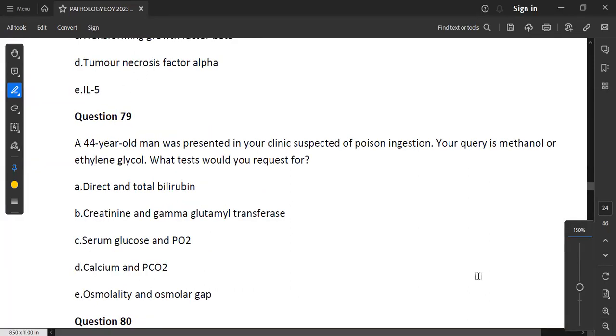A 44-year-old man presented in your clinic suspected of poison ingestion. Your query is methanol or ethylene glycol. What tests would you request? What's the answer to this one? Yes, it's E. It's the osmolality and osmolar gap. These are the primary tests for anyone you suspect has methanol or ethylene glycol poisoning. Then you can do other supporting tests like electrolytes, creatinine, and some liver tests.